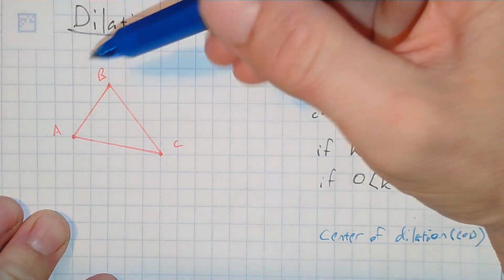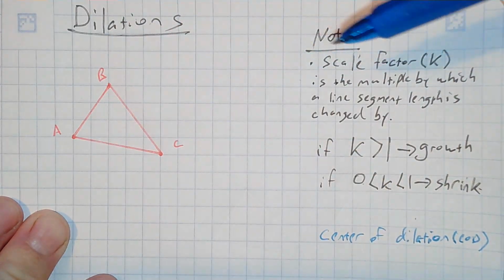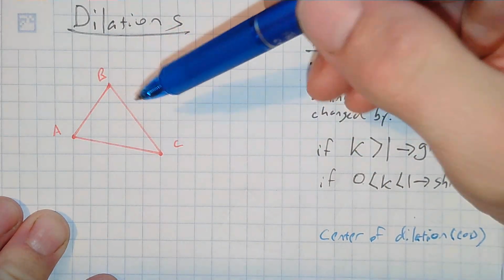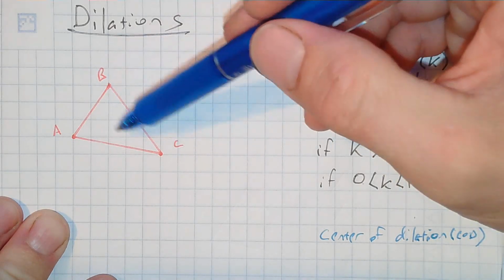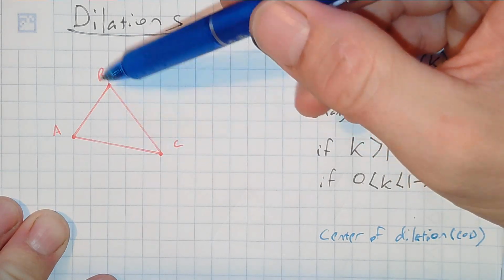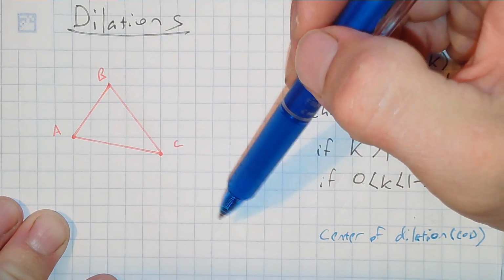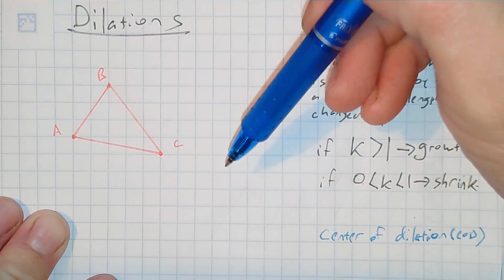So here, there's two types of dilations really. There's dilations about a point on the object, on the figure, and then there's dilation about like the origin. I'll show you how to do both.